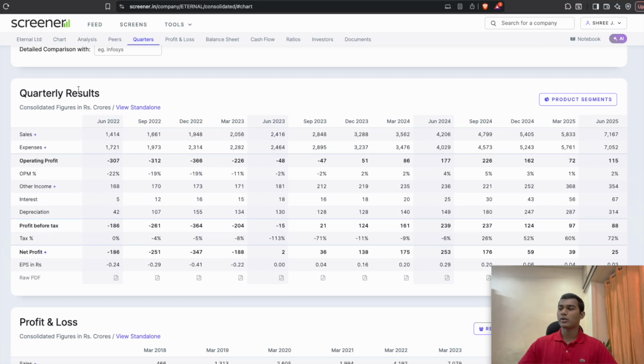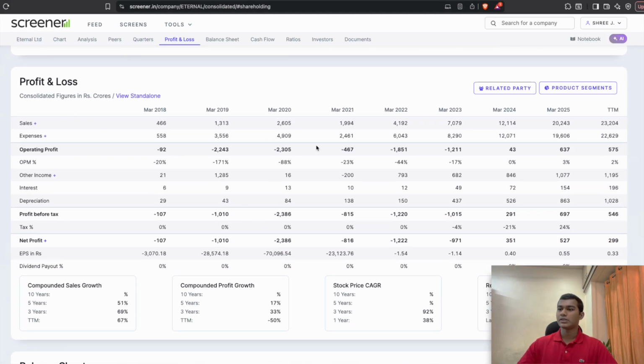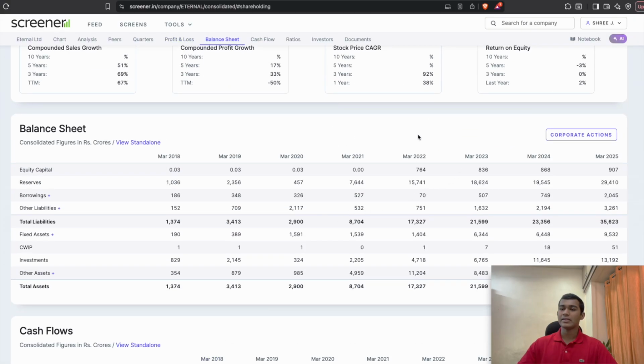So here, these are the quarterly results. Now I'll just provide a brief. First are sales and expenses. Sales minus expenses gives you operating profit. This sales is known as the top line of the business. Then there's operating profit margin or EBITDA margin, you must have seen. Then there's other income, interest, depreciation, profit before tax, net profit, and EPS. Then there's the profit and loss. Profit and loss means the annual income statement. So this is for the entire year. Then there's the balance sheet.